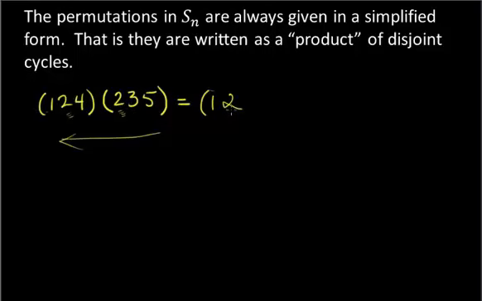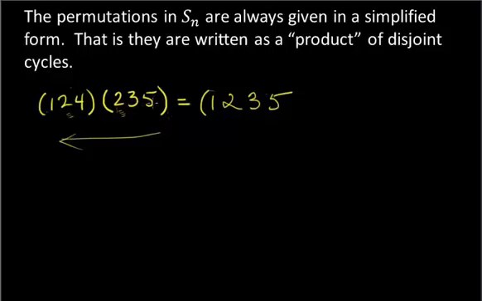Now I go to 2 on the right again. 2 is sent to 3, and then that's plugged into this one, and 3 is not moved. So 2 is sent to 3 by the product. Go back to 3. 3 goes to 5. Come over here, plug 5 in, and 5 is fixed. So 3 goes to 5.